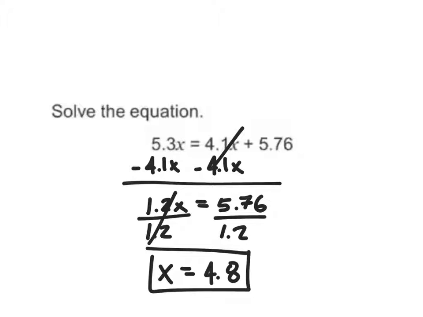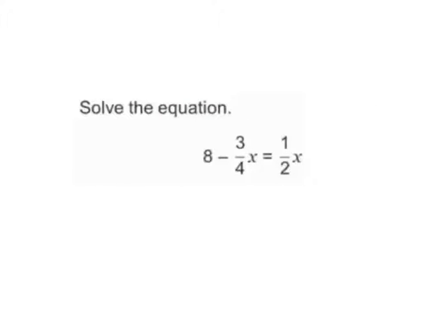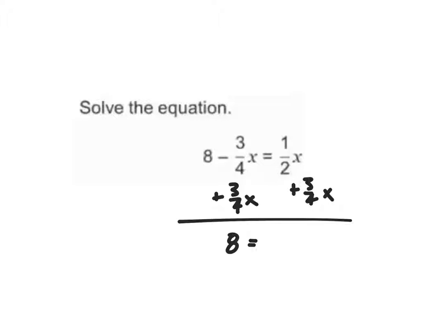All right, let's move on to the next one. This one involves fractions. What I'm going to do is move this term here with an x over here to combine like terms. I have a negative 3/4 x, so I'm going to add 3/4 x to both sides. Now remember, when I'm combining like terms, I'm just adding the numbers in front of the x and keeping the x. So I need to think about if I've got 1/2 x plus 3/4 x.